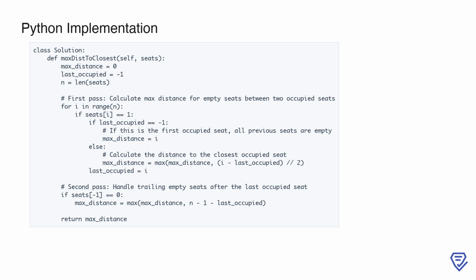In the second pass, we handle the case where there are trailing empty seats after the last occupied seat. If the last seat in the array is empty, we calculate the distance from the last occupied seat to the end of the array, and update max_distance if this distance is larger than the current maximum. Finally, the function returns the maximum distance found, ensuring that all edge cases, such as empty seats at the start or end of the array, are correctly handled. The solution efficiently computes the result in O(n) time complexity, making it suitable for the input size constraints.